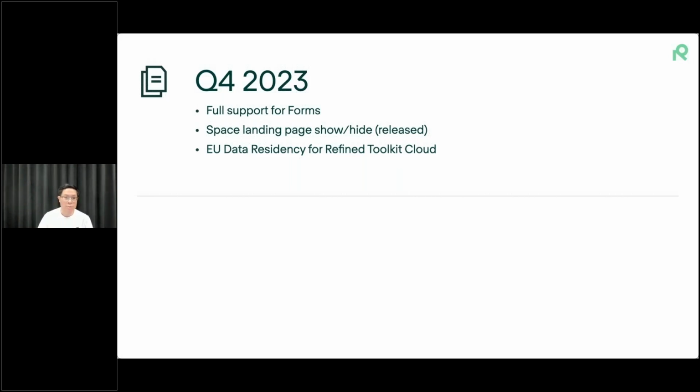You're also going to be able to use landing pages on spaces. So on DC, the category homes are used as landing pages, but on cloud, you have the option to use the landing page on the spaces. And that has actually been released a couple of days ago. And thirdly, EU data residency for Refined Toolkit Cloud will be available by the end of this year.